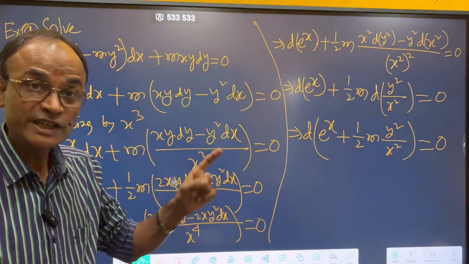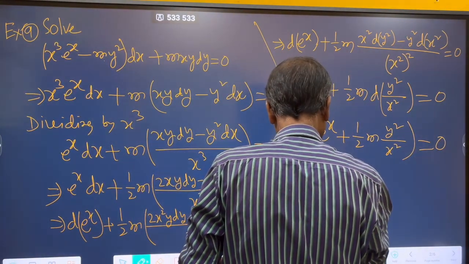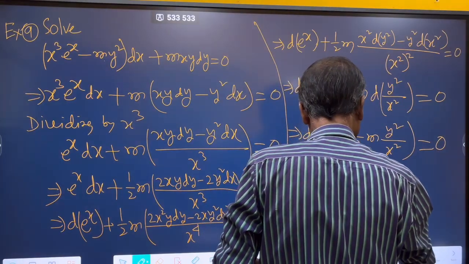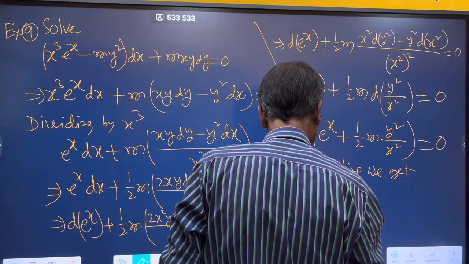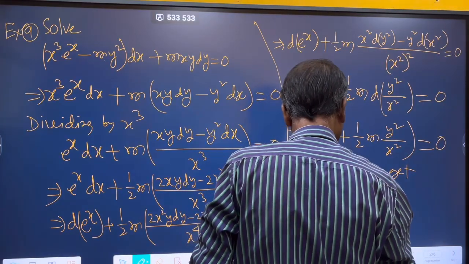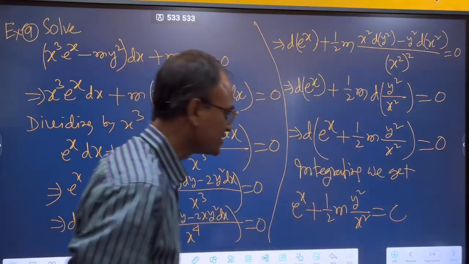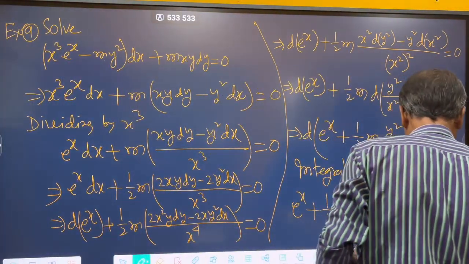It is of the form du equal to 0. Integrating we get e to the power x plus half of m y square by x square. This is equal to constant. This is the solution of this equation.